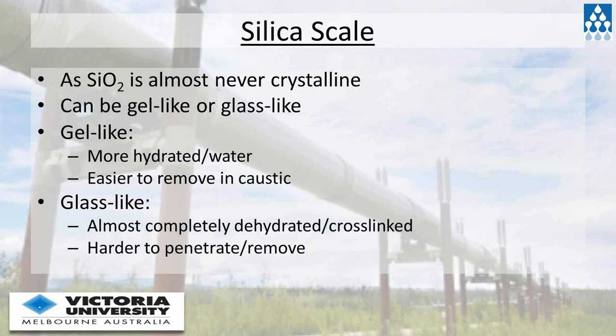The gel-like materials tend to be more hydrated, they tend to be more open, and we can have some success at removing those sorts of things with caustic, simply because the caustic can accelerate the dissolution of the silica, and it can penetrate into the gel far more easily than the glass-like material. Glass-like materials are effectively completely dehydrated, so there's a lot of cross-linking, if you like, in the polymer, which means they're more dense, they're more difficult to get to penetrate, and they're almost impossible to remove. Even with fluorides, you're looking at generally extended periods of time to try and pull this sort of silica away.